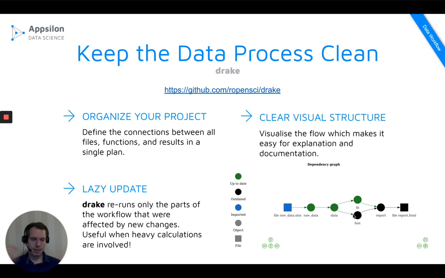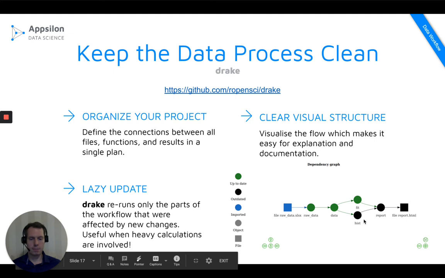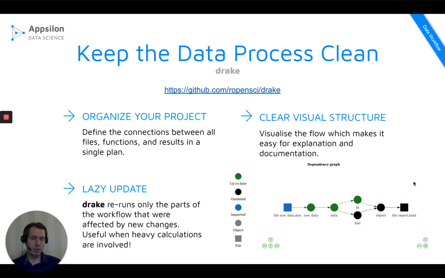So in this example here, the function that is creating the hist was modified, and it is outdated. And also, when you rerun the whole process, all the dependencies of this part will need to be rerun, but not the others that are up to date. So Drake controls it. So it is especially useful if there are some heavy calculations involved. So you don't need to worry whether you should update this part or not. Drake takes care of it. So this is super cool.